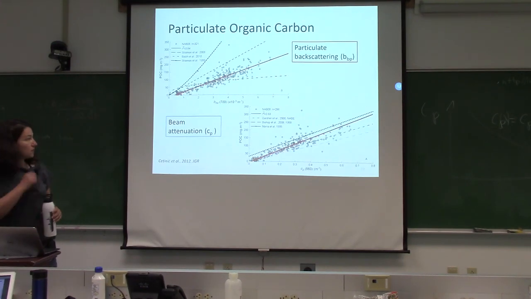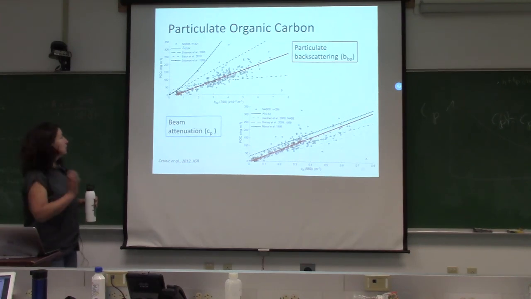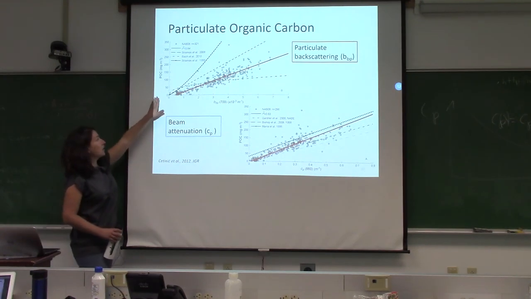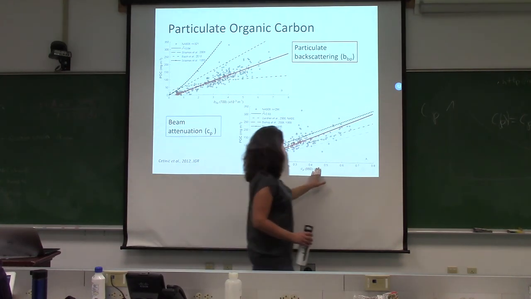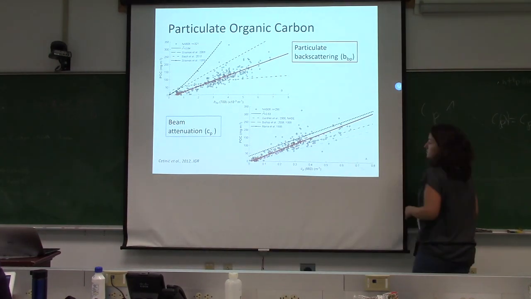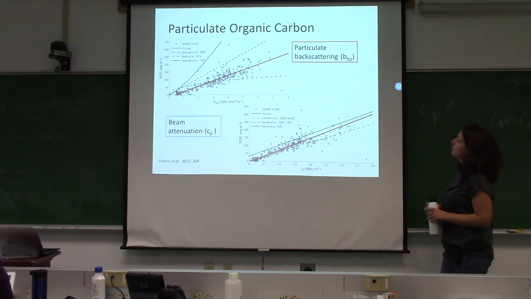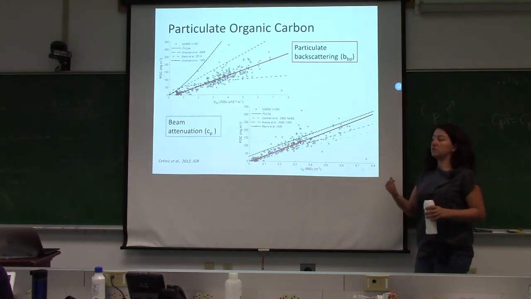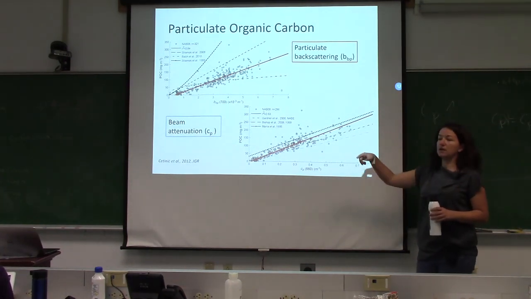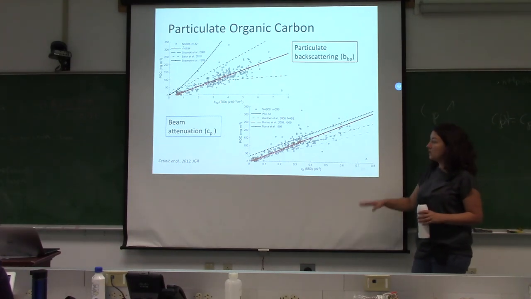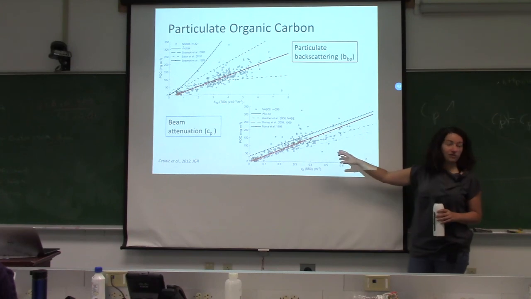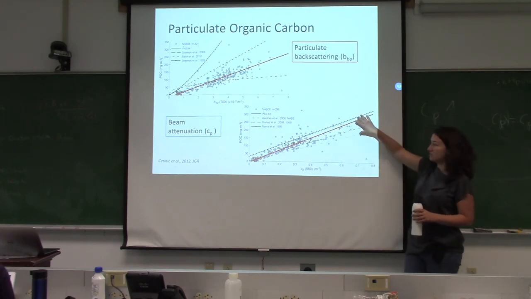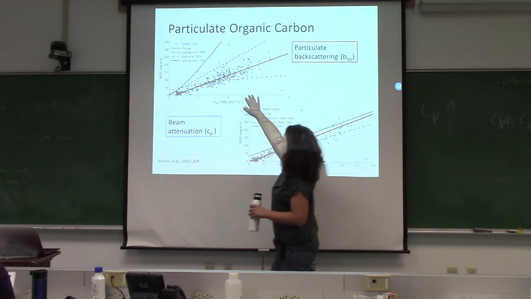So what I did in one paper was look at particulate organic carbon versus backscatter, and particulate organic carbon versus attenuation here. The dots are my samples, the red lines are my relationships, and the other lines are the previously published ones. And you can see how beam C looks nicer, nice and tight, everybody's happy in this region. But when it comes to backscattering, it goes all over the place.